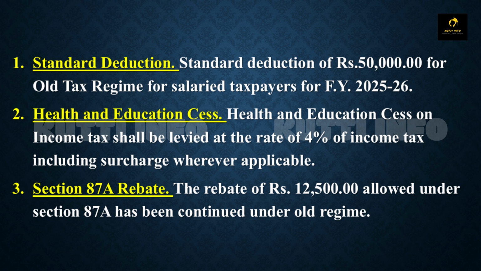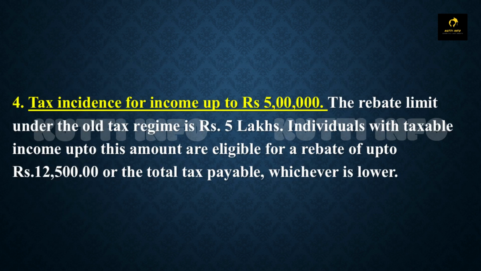Section 87A rebate. The rebate of 12,500 rupees allowed under Section 87A has been continued under the old regime. Tax incidence for income up to 5 lakh rupees: the rebate limit under the old tax regime is 5 lakh rupees. Individuals with taxable income up to this amount are eligible for a rebate of up to 12,500 rupees or the total tax payable, whichever is lower.